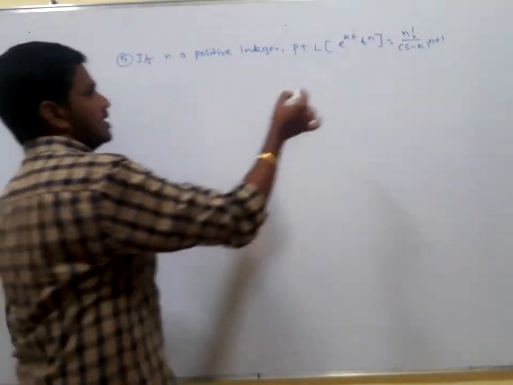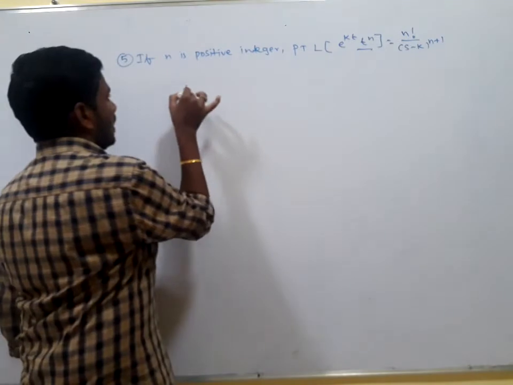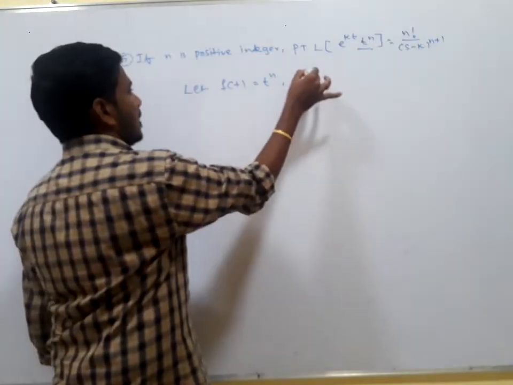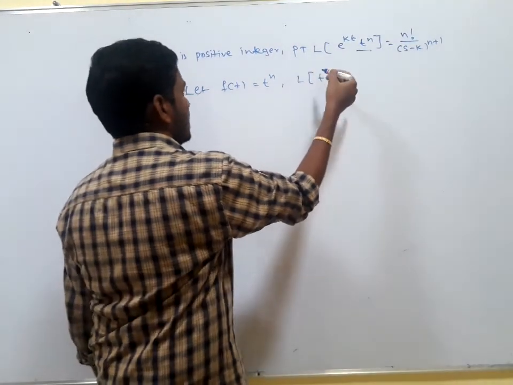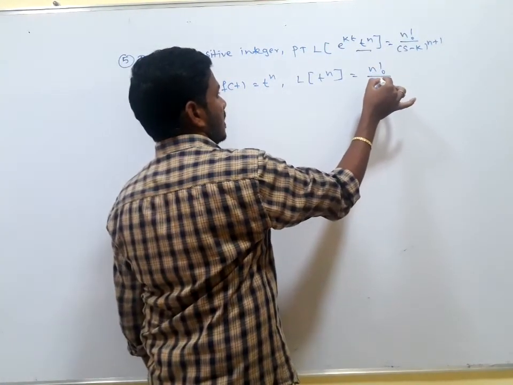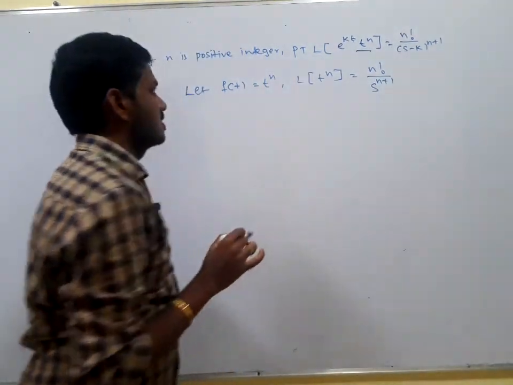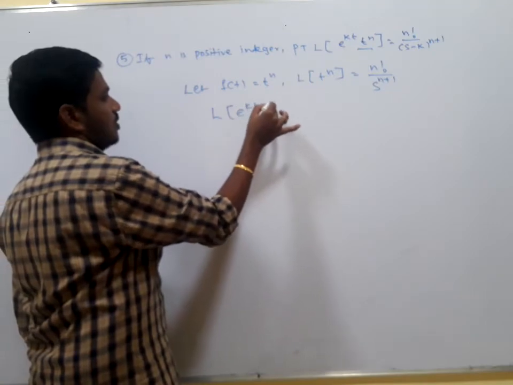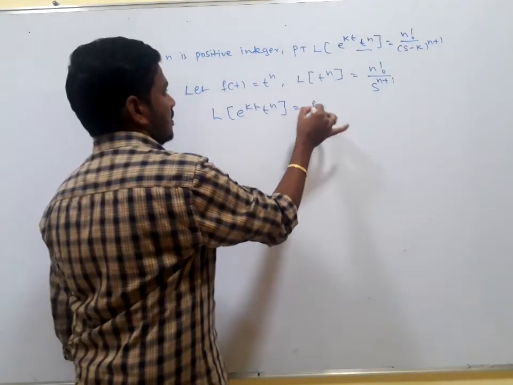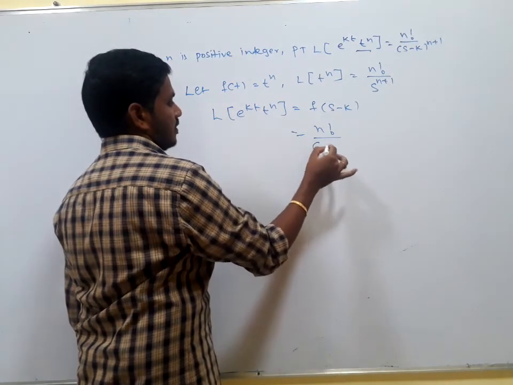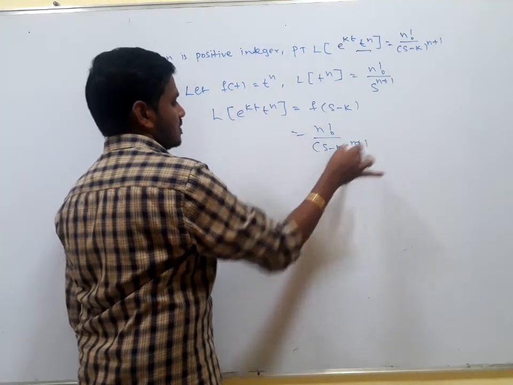You know that this is our f of t. Let f of t be equal to t to the power of n. The Laplace transform of t to the power of n, n a positive integer, is n factorial divided by s to the power of n plus 1. Using the first shifting theorem directly, we can write e to the power of kt into t to the power of n as F of s minus k, which is n factorial divided by (s minus k) whole to the power of n plus 1.